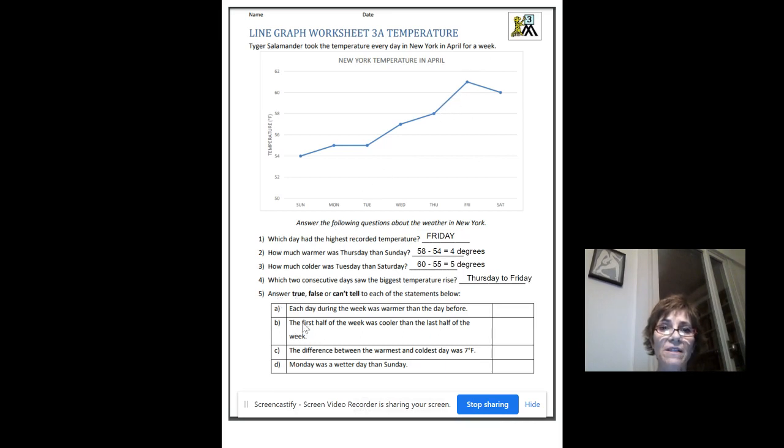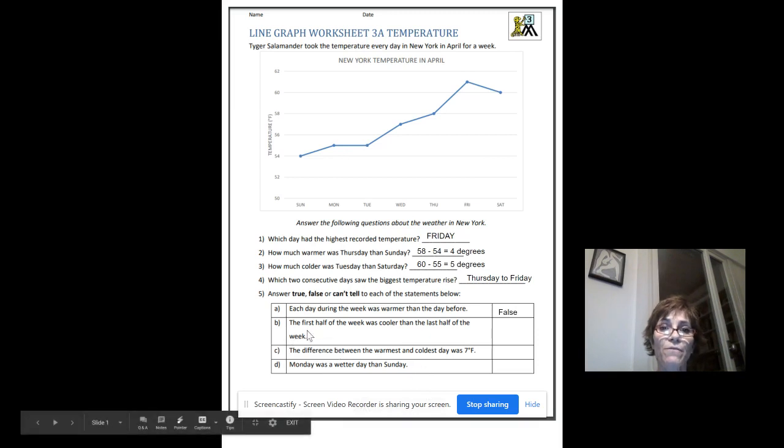Okay, and then we can look at these statements and see which ones are true and which ones are false, or can't tell. All right, let's look at these statements. Each day during the week was warmer than the day before. Is this statement true? Is it false? Or I can't tell. Let's see. From Sunday to Monday, Monday was warmer. Yep. Let's go from Monday to Tuesday. Was Tuesday warmer? Nope, it wasn't. And then I see here that the temperature goes down. So I can say that this is false.